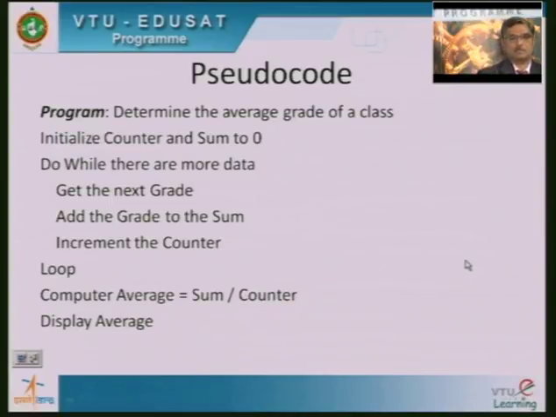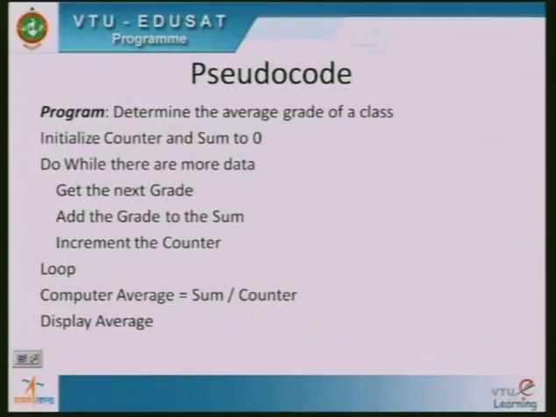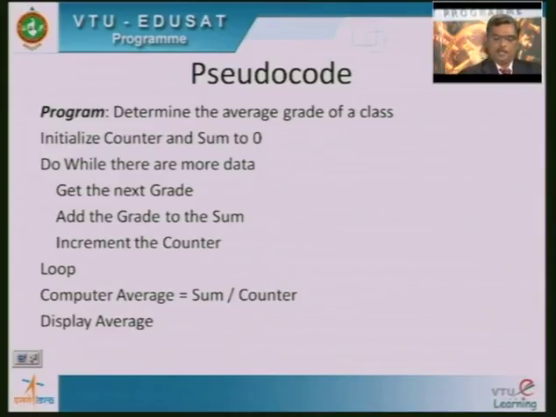Let us understand with a small example, a pseudocode as well as a flowchart. Determine the average grade of a class. Each student will take a grade. Let us ask each student and calculate the average of all the students' grade marks. What do you require? Initialize a counter as well as a sum, two variables. Initialize these two variables to 0. The number of students is 0 initially and the sum of all these grades is also 0. That is the initialization step.